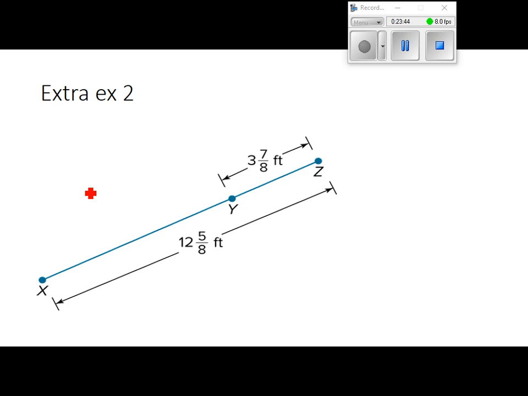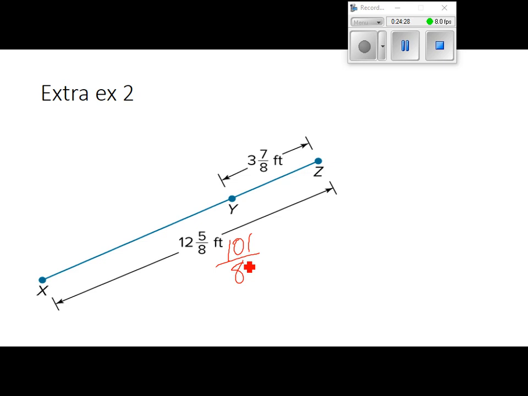So with the 12 and 5/8, we take 12 times the bottom number, which is 8, and then add 5 to it. So we do 12 times 8, equals, and then add 5. And we get 101. So what that's telling us is 12 and 5/8 is the same as 101 over 8. We got to do the same thing to this one.